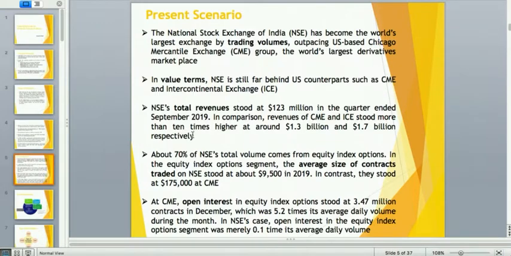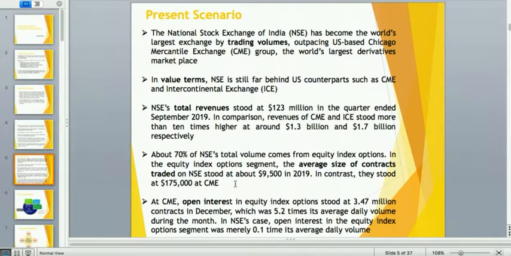We definitely have a lot of participants on our NSE derivative platform. So we would have FPIs, which are your foreign portfolio investors. We have your domestic institutional investors like your mutual funds, insurance companies. We have various other wealthy investors, proprietary traders. But however, these are the revenue figures.